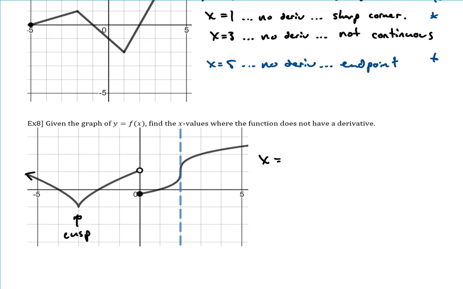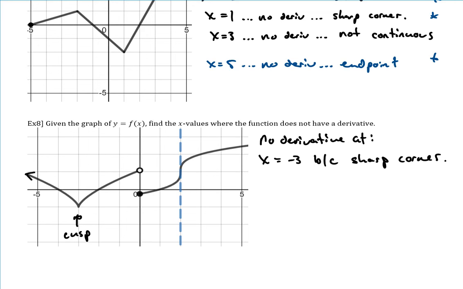Okay, so at x equals, it looks like 1, 2, 3 to the left. So at x equals negative 3, we have, let's just say, no derivative at x equals negative 3 because sharp corner. Or you could say cusp. I'm going to still say sharp corner. And I'm using BC as because. Okay, so that's that.